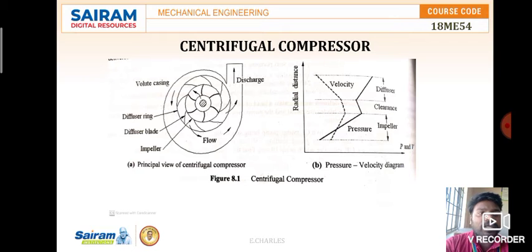Now this is centrifugal compressors. We are going to start the centrifugal compressors in this video. In this video I'm going to explain the principal view of centrifugal compressors and the pressure velocity diagram.